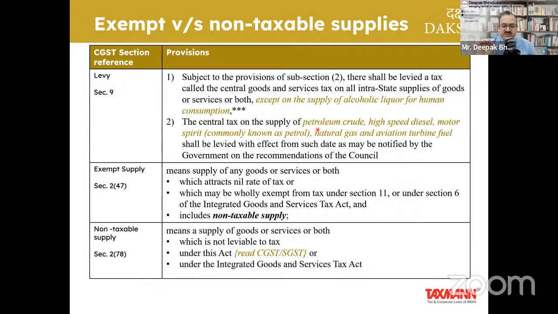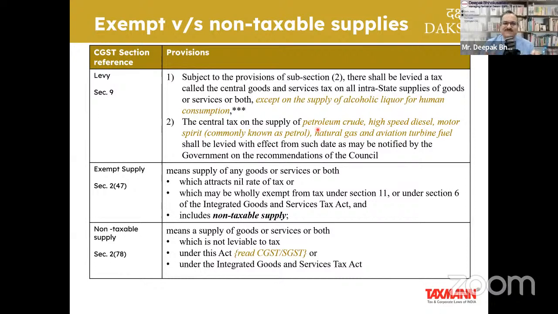So section 2(78), which says means a supply of goods or services or both, which is not leviable to tax. So there has to be a supply first of all. But if I talk about Schedule 3, there is no supply at all. So if there is no supply, there is no question of levy also. But if there is a supply, there will be a levy. But because of section 9, levy has been excluded, and that's why it will form part of non-taxable supply.